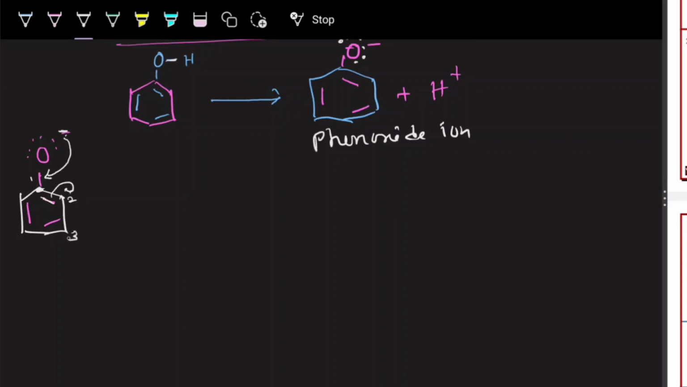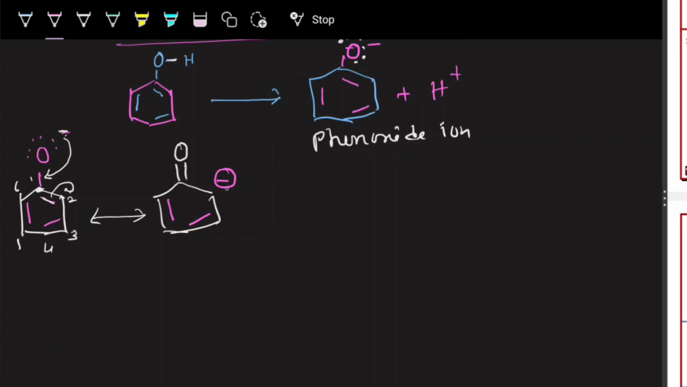I will give the numbers to the remaining carbons also, 3, 4, 5, 6. Then the electron pair will come out here. Then we'll get a new structure. Now here the double bond is formed and this electron pair is coming out. That means here there will be a negative charge. These two bonds are already present here.